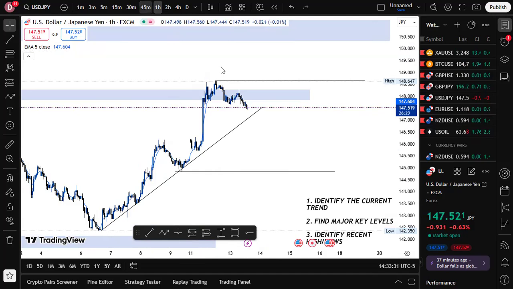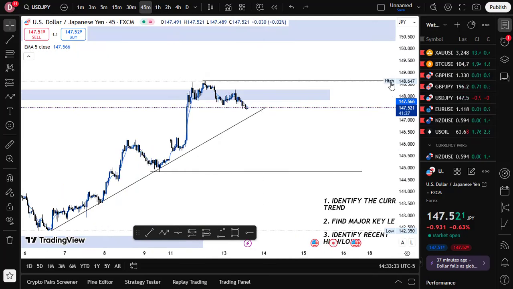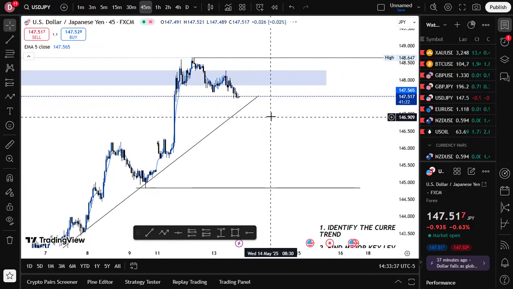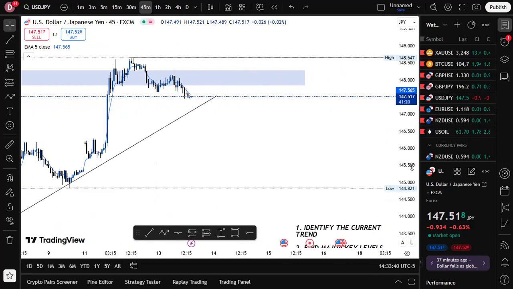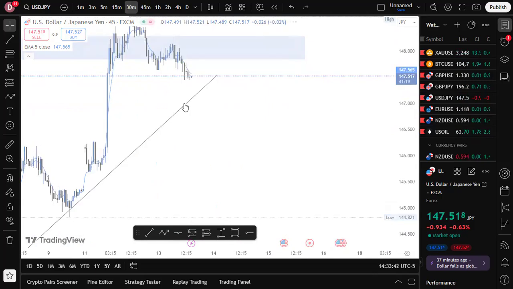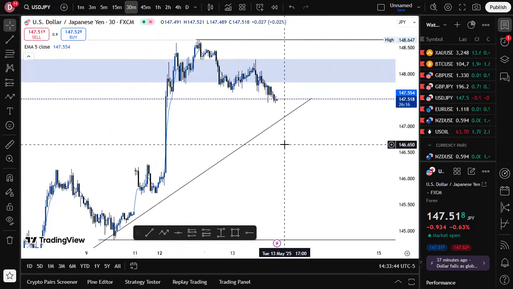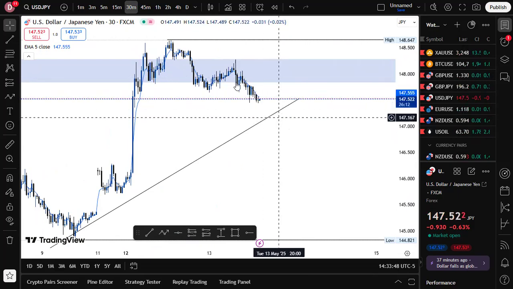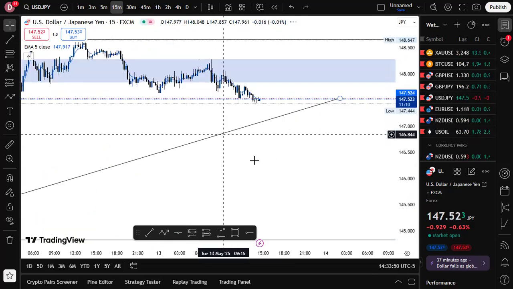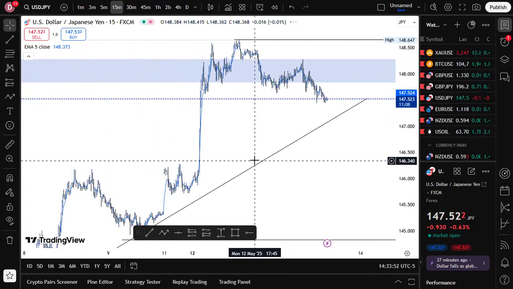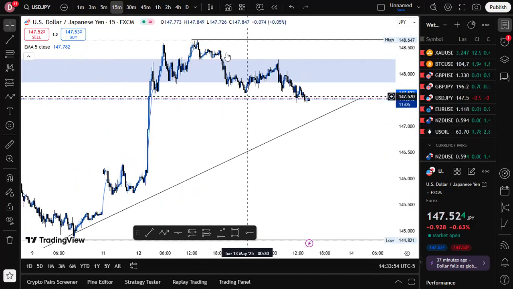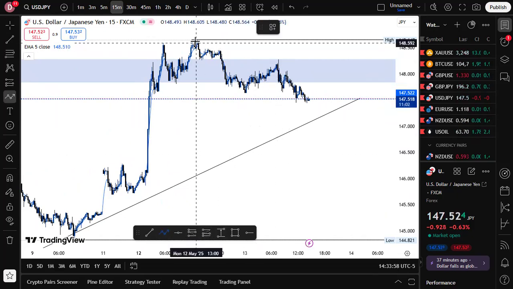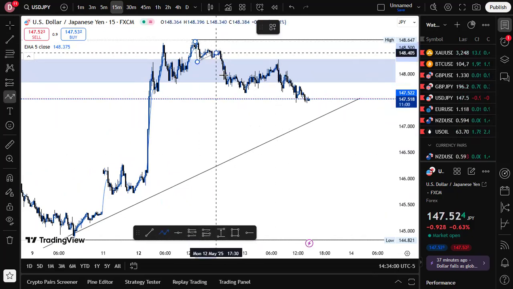Now let me go to the 45 minutes. It seems like it's still doing the same thing; I'm not really seeing anything here. So I'll go to the 30 minutes. Still not seeing anything, just that price is kind of pulling down. So let's go to the 15 minutes. The same thing here, and it seems like the market is creating a downtrend, with lower highs and lower lows.